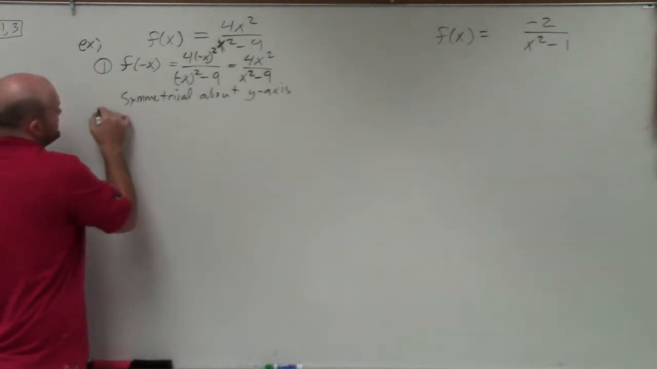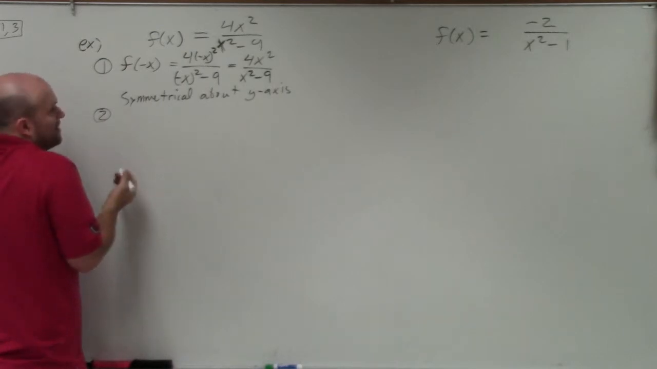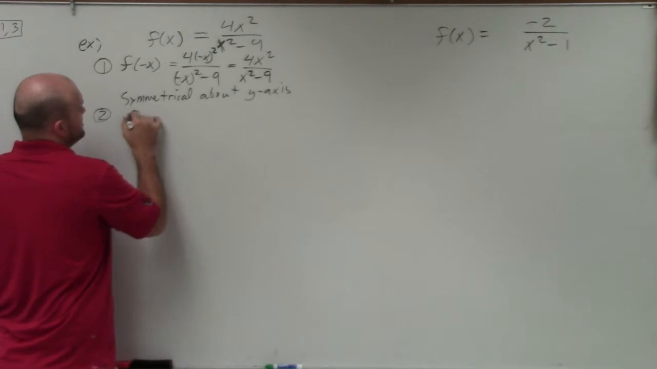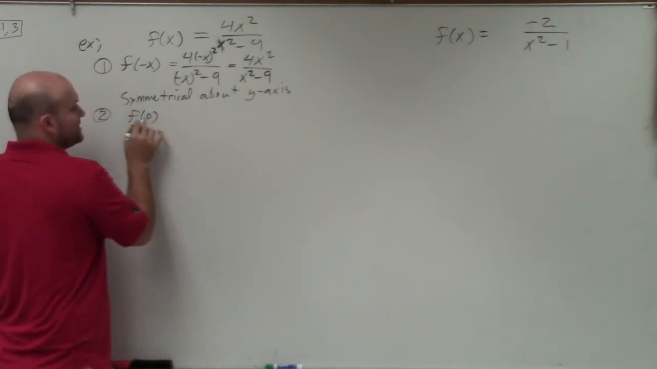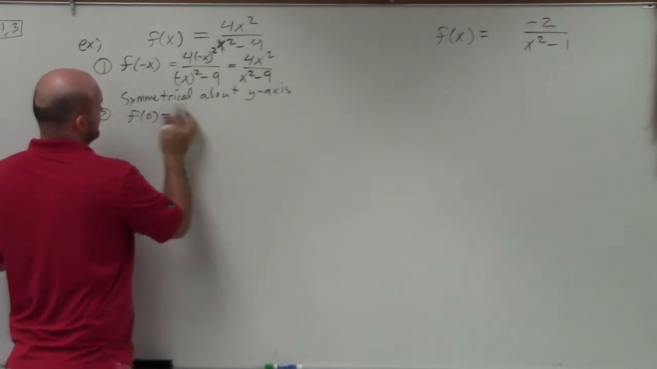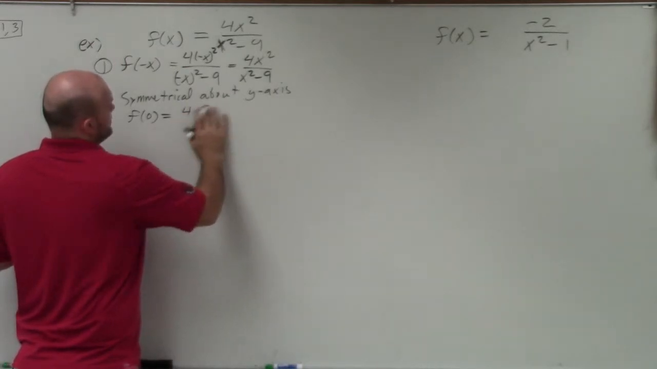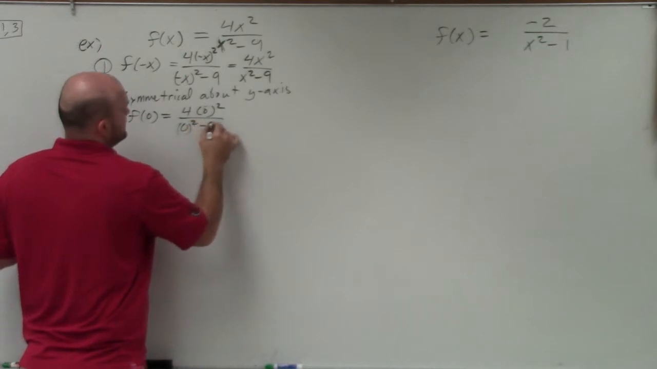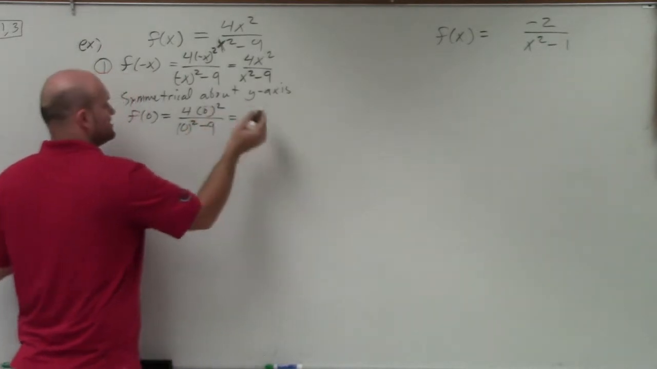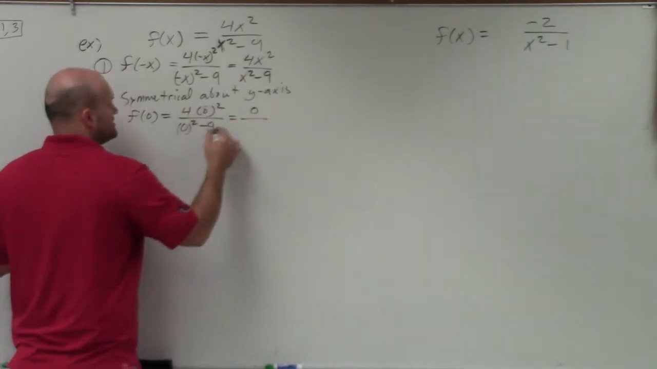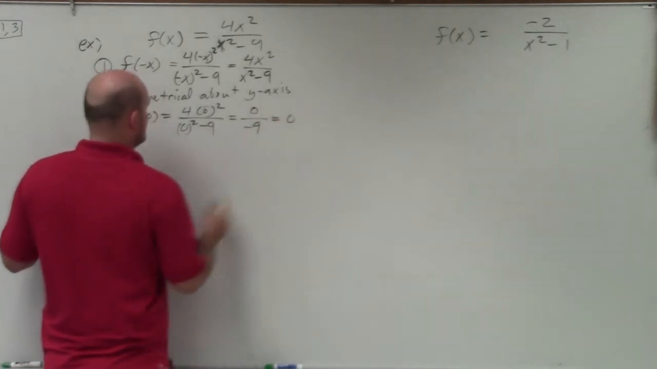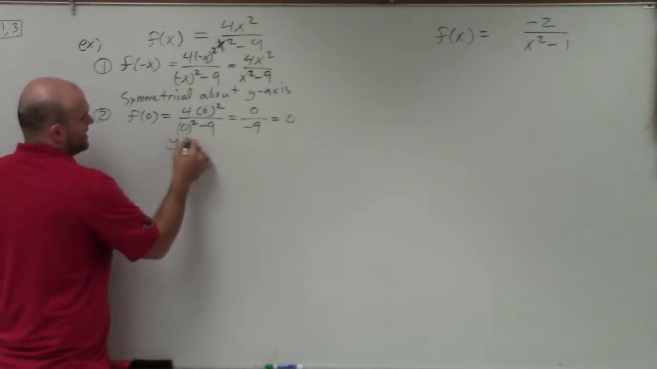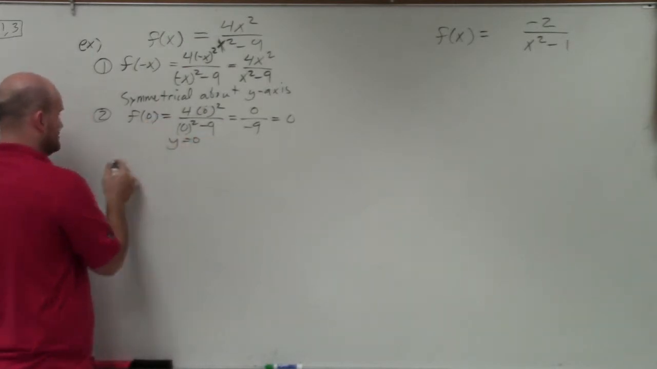The next step is to find the x and y-intercepts. Remember, the y-intercept is when x equals 0, so I'm just going to plug in 0 for x. That leaves me with 4 times 0 squared divided by 0 squared minus 9. 0 squared is 0, times 4 is 0, over 0 squared is 0 minus 9, and therefore that equals 0. So the y-intercept is at y equals 0 when x equals 0.